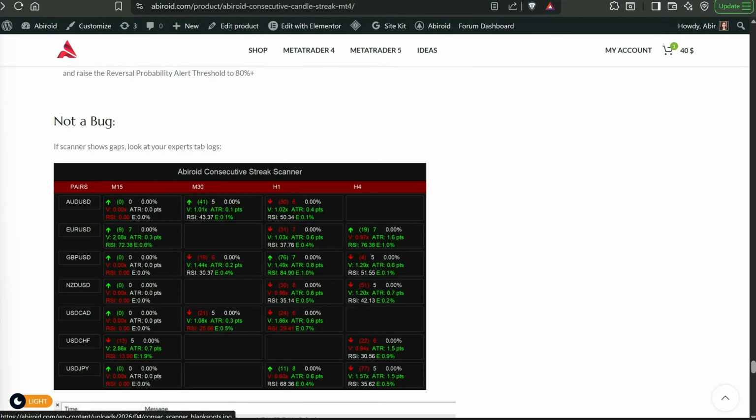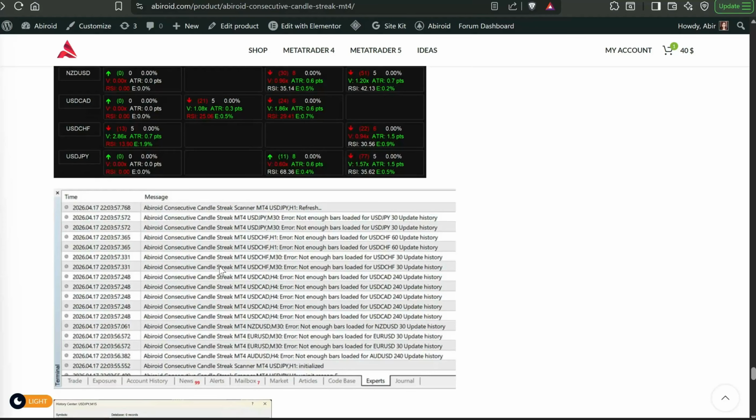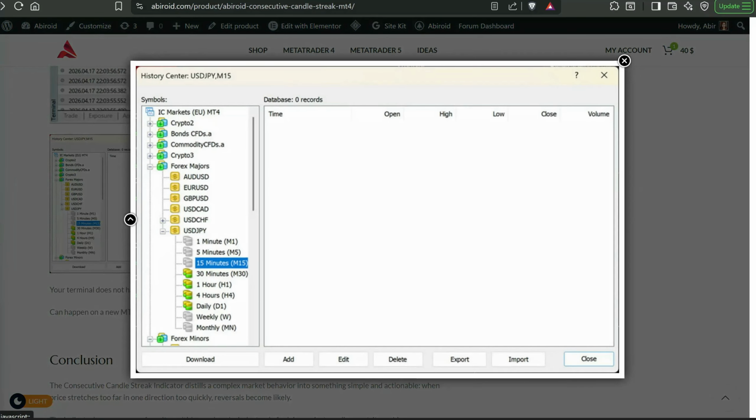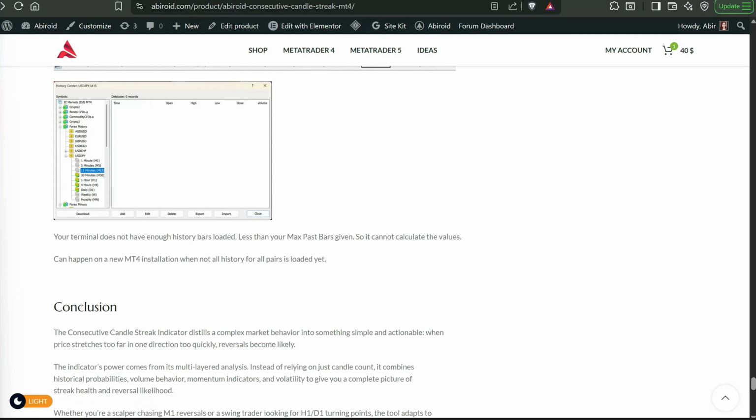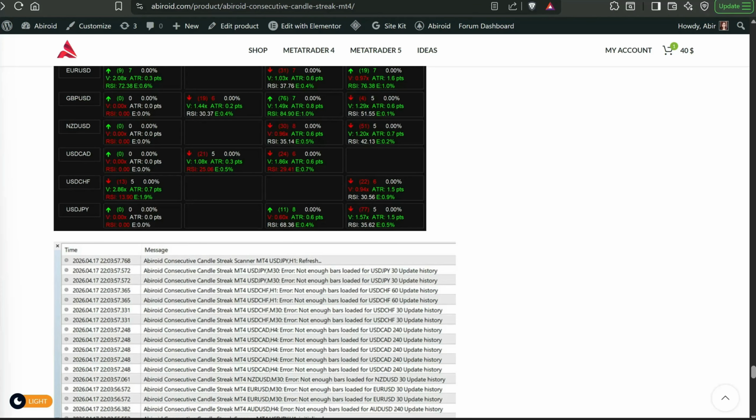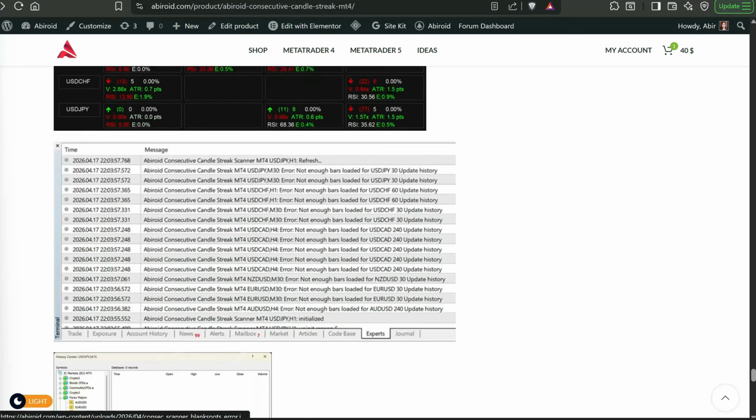And another thing, sometimes if you get these gaps in the scanner, just take a look at the error logs. You might get some errors in case your history bars are not complete. Then you can just open up your history and check. This usually happens when you have a new MT4 installation. So just check it out if these gaps have happened and you get any of these errors.